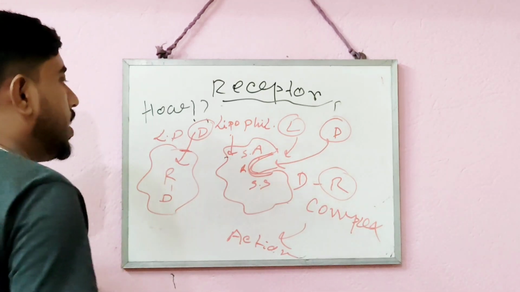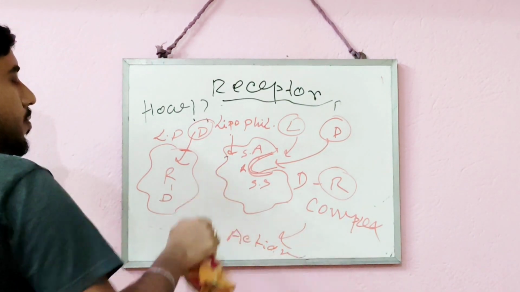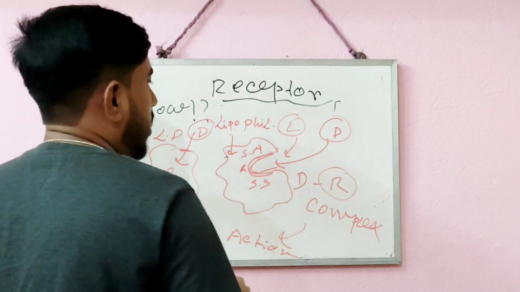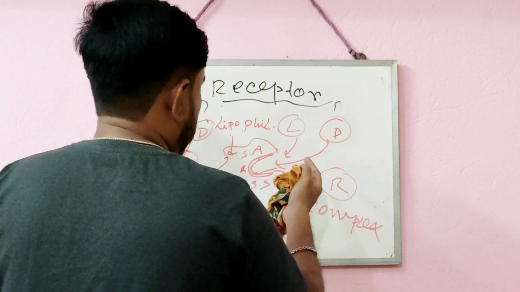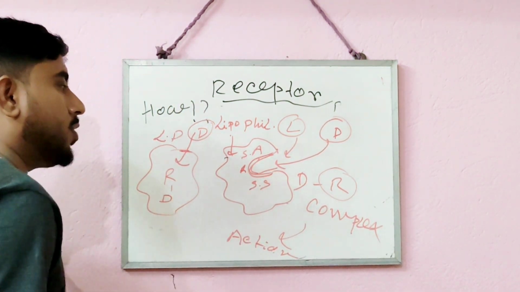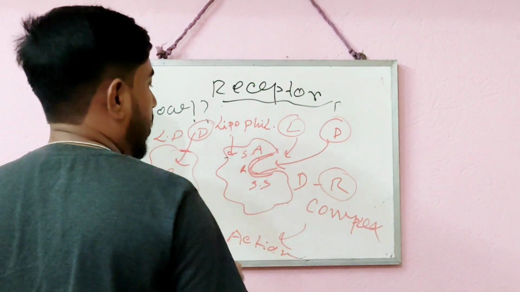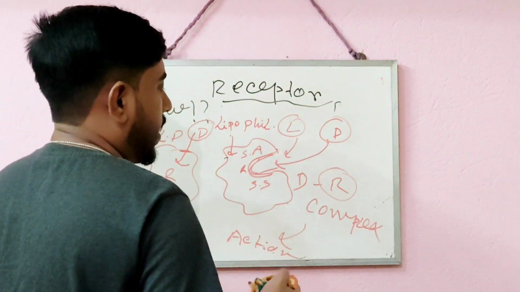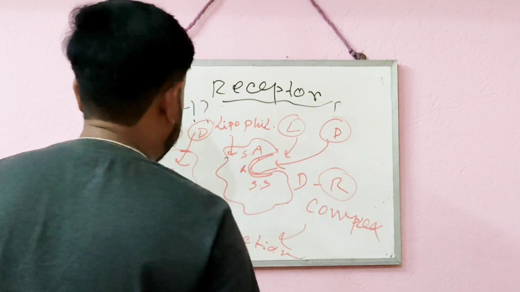So by that we can easily understand, if the receptor is present outside the cell, then the drug doesn't have to cross the membrane. So whether the drug is hydrophilic or lipophilic, it can easily bind with the receptor present outside the cell, form a drug-receptor complex and show its action.